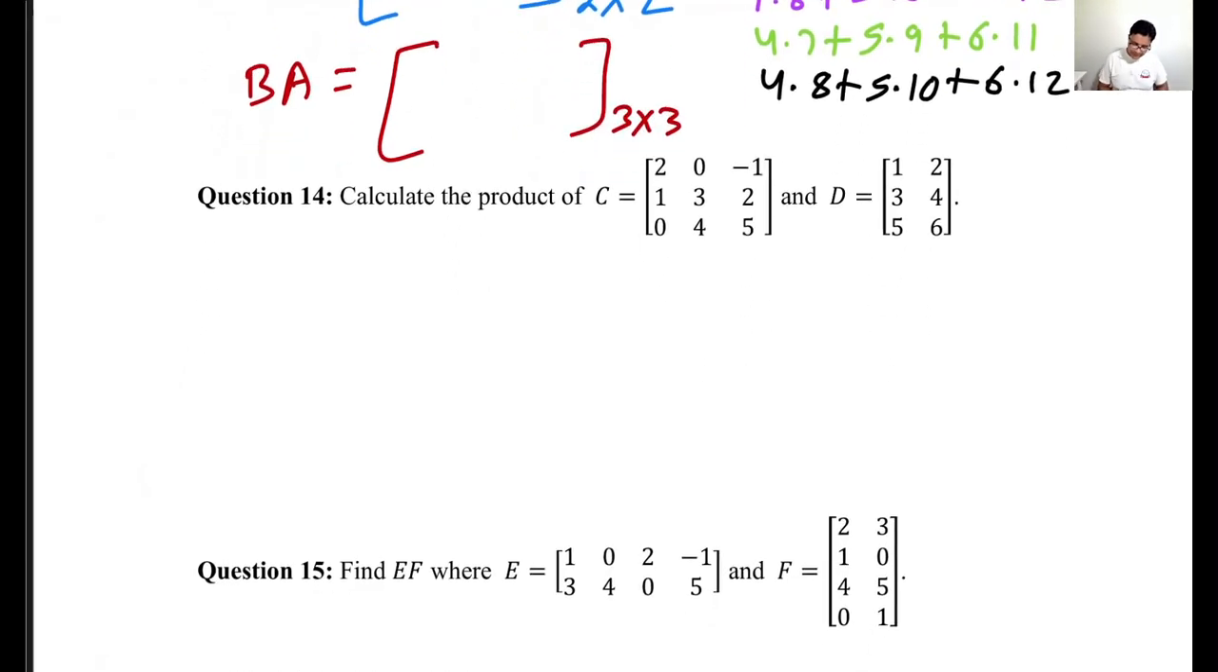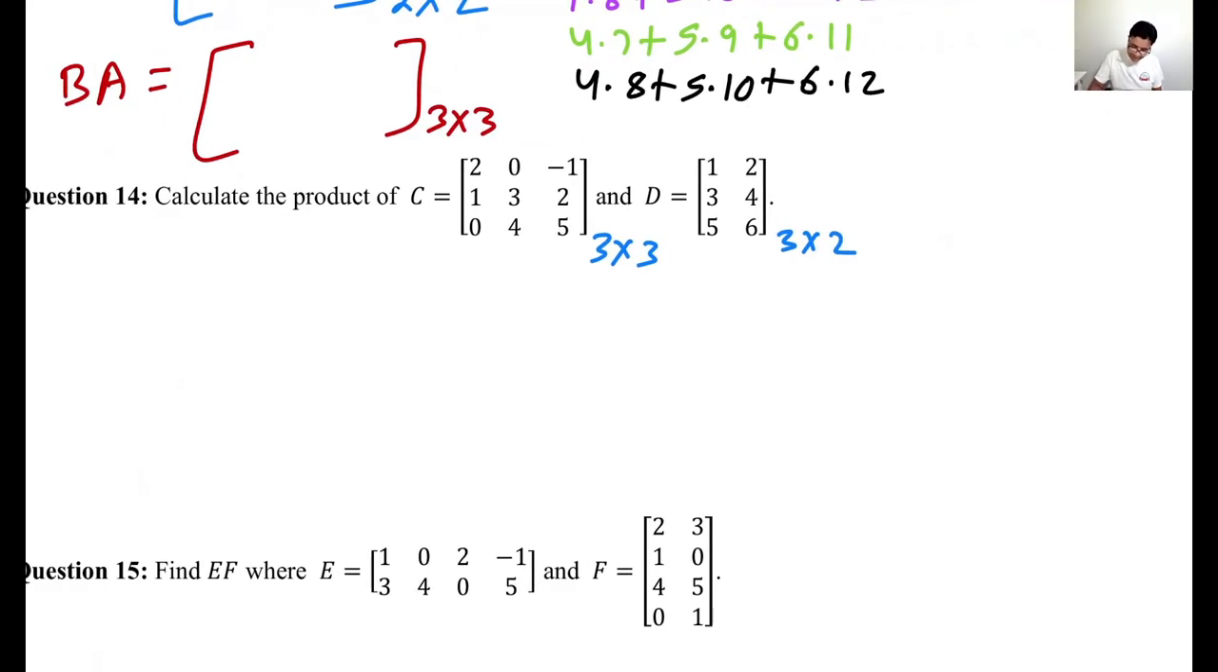Calculate the product of C and D. It doesn't say CD or DC. Shall we figure that out? If you look at C, that is 3 by 3 and D is 3 by 2. So there is only one way you can multiply. Another interesting fact here: CD, if you multiply, these two will go away, so you'll get a 3 by 2 matrix like D.